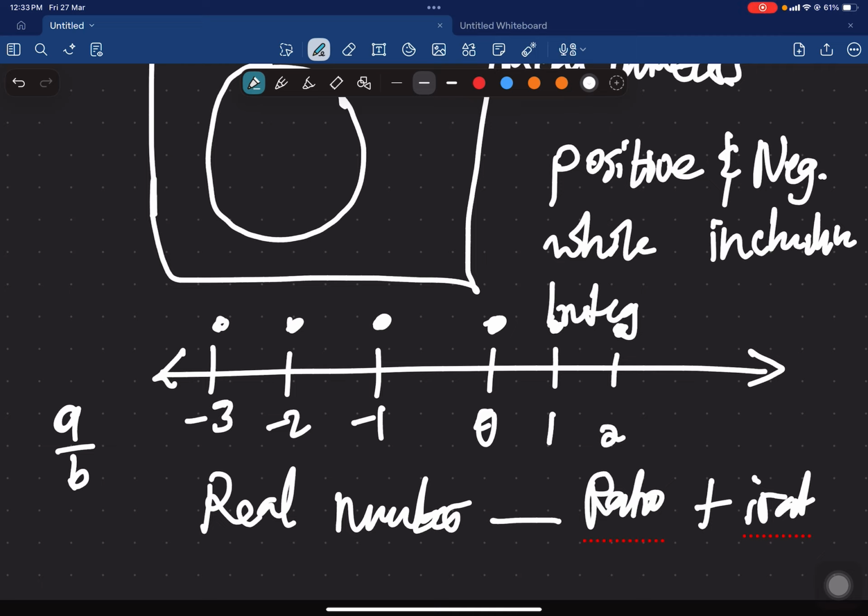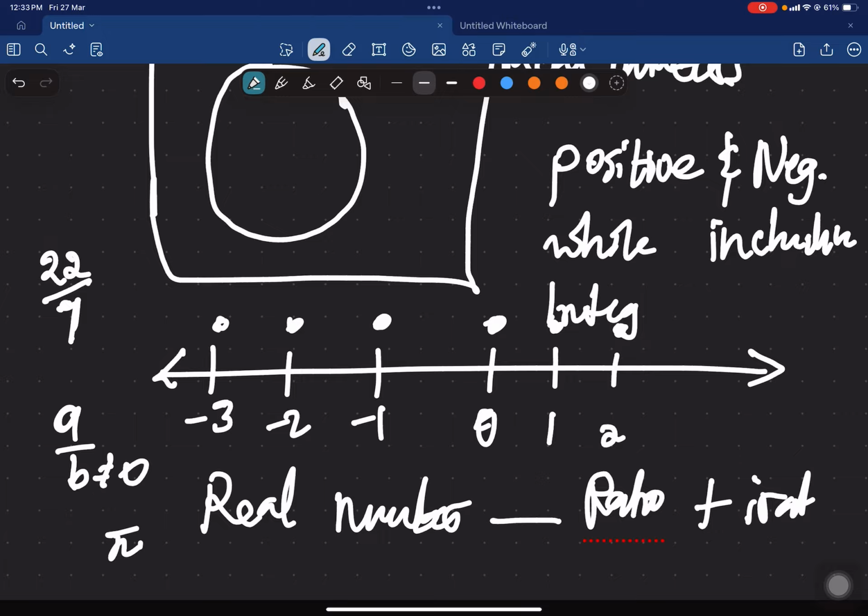For irrational numbers, a common example is pi. You can't represent pi in the form a over b where b is not equal to 0. There is no way you can have pi represented in this form. An approximation to pi, for example 22 over 7, is only an approximation. That's not the actual value of pi. So pi is an irrational number.